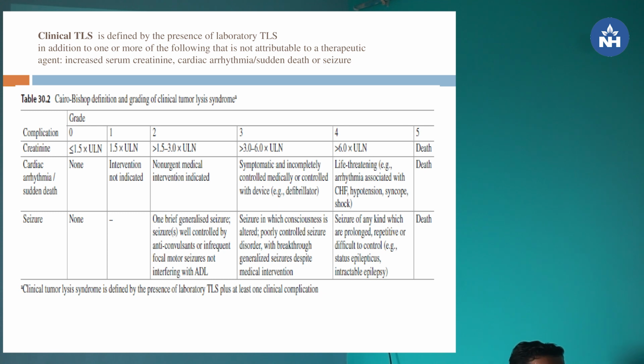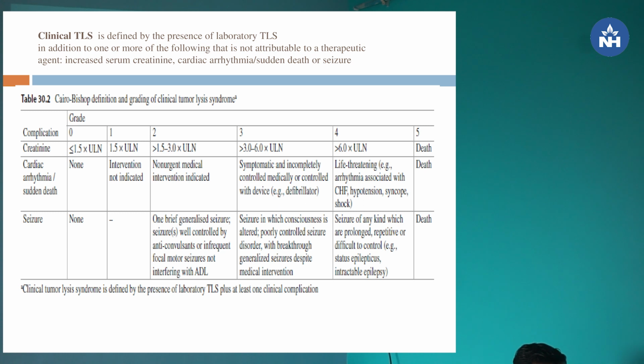In grade 1, the creatinine is 1.5 of the upper level of the normal. There is cardiac arrhythmia, but intervention is not needed. In grade 2, it is 1.5 to 3, and there is non-urgent medical intervention indicated for cardiac arrhythmia, and there is one brief generalized seizure or seizures which is well controlled by anticonvulsants or infrequent focal motor seizures not interfering with ADL.